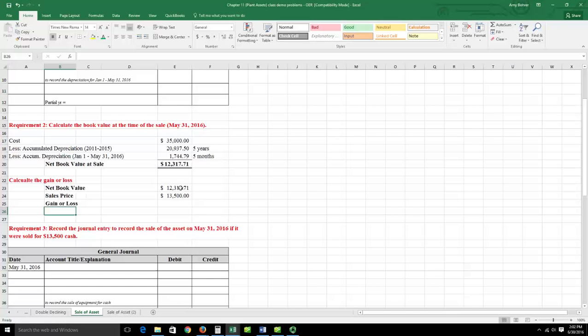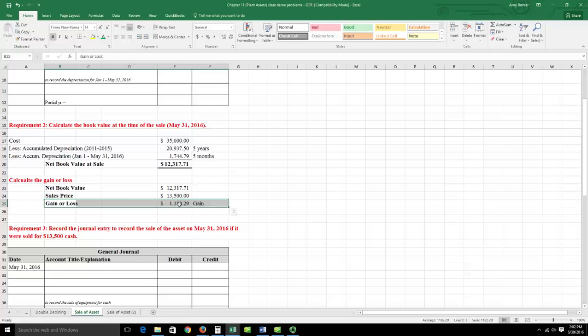Well, net book value represents what we thought the asset was worth. So $12,317.71 is what we thought it was worth, but we actually were able to sell it for more. We were able to sell it for $13,500. So whenever your sales price exceeds your net book value, you have a gain. And so I can now take the $13,500 and subtract out the book value to come up with how much that gain was. And so I have a gain of $1,182.29. So this is the next item that you would have to key in to MyOpenMath.